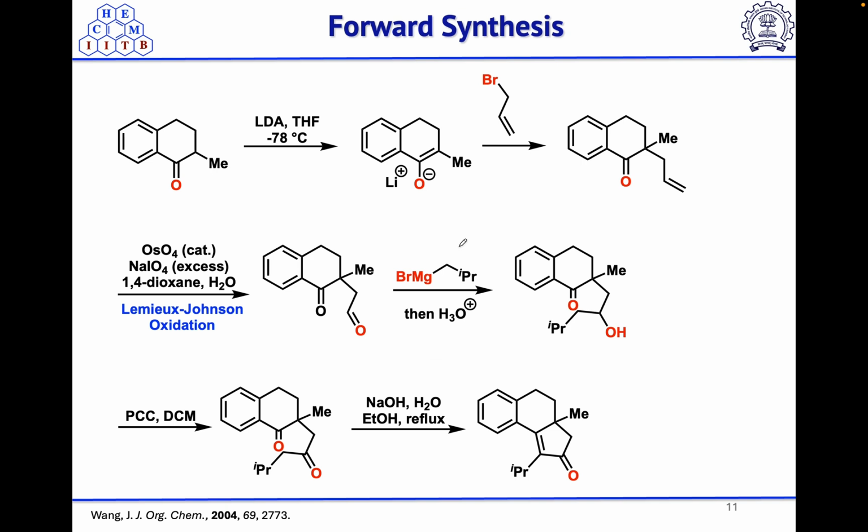So if you see this forward synthesis, we have this carbonyl compound, a ketone, and we are using LDA. LDA is lithium diisopropyl amide, right? So this is the diisopropyl, and we have lithium plus and N minus. So this is the corresponding amide, lithium diisopropyl amide.